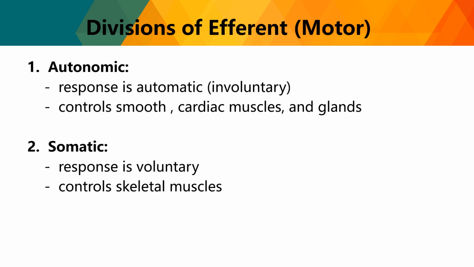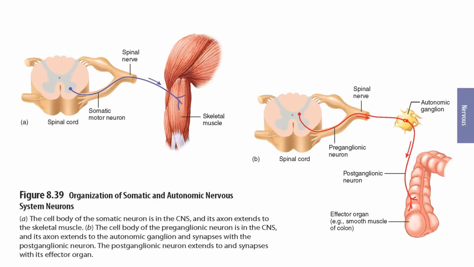So again, you have the divisions, which can be autonomic. Response is automatic or involuntary. It controls your smooth, cardiac, and glands. It can also be somatic. It is for the response. The response is actually voluntary, and it controls your skeletal muscles.